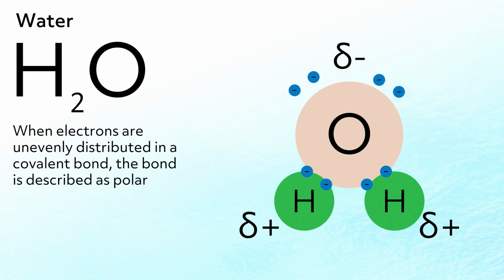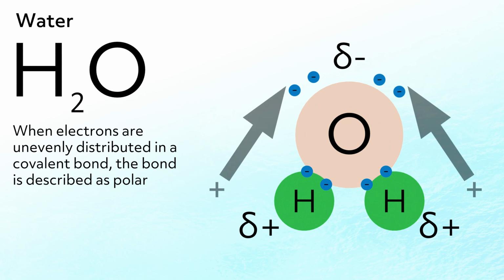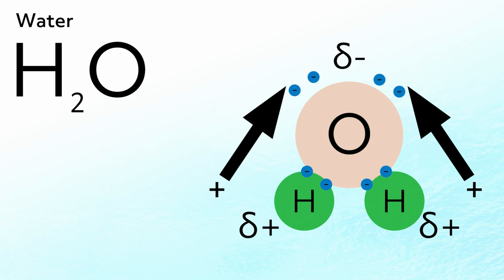When electrons are unevenly distributed in a covalent bond like this, the bond is described as polar. This is represented by an arrow pointing to the partial negative of the bond with a plus sign at the partial positive end. You'll also hear this called a bond dipole. So, we've established that each OH bond is polarized, but what about the entire water molecule?